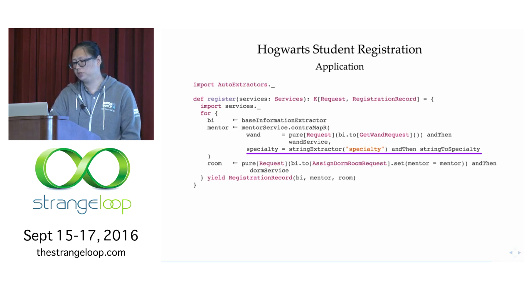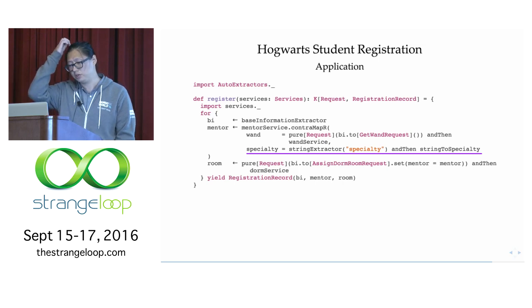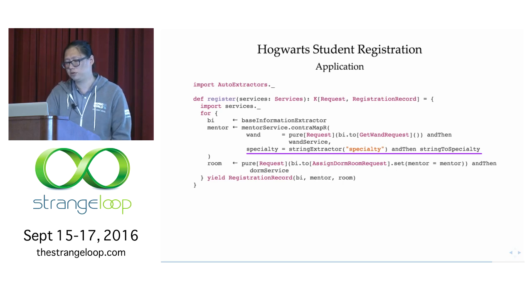And then we want to get the specialty. The specialty is just going to come from the request, which is the map. And we use the string extractor again here, which got the value of specialty out of the specialty key. And then we can call stringToSpecialty, which is a function that simply converts the string value of specialty into the enum of specialty. That's easy. So now, with WAND and specialty ready, we can call the mentor service. We call the contramap R, which then is a function from request to mentor now.